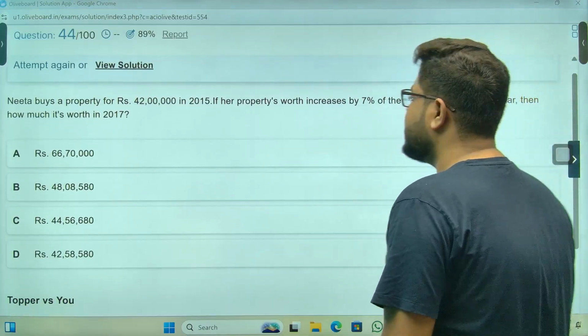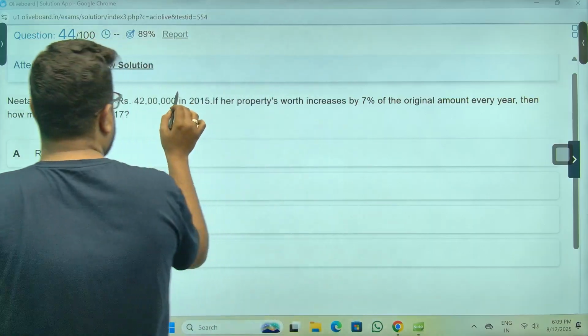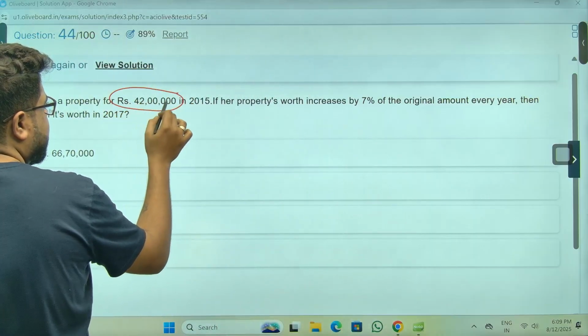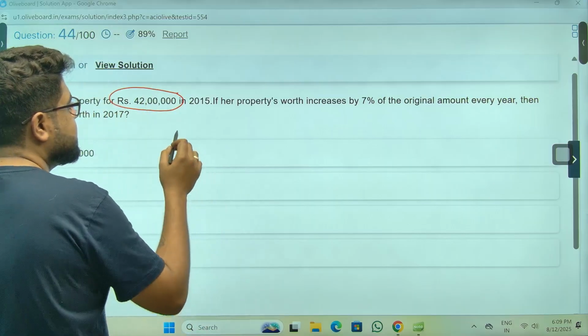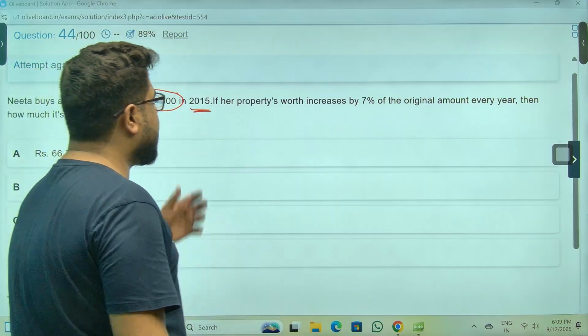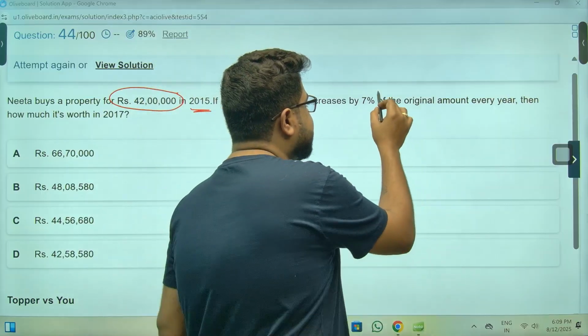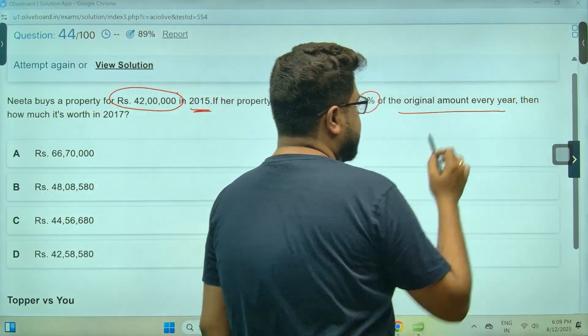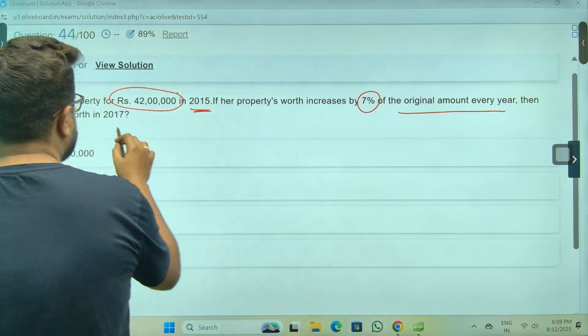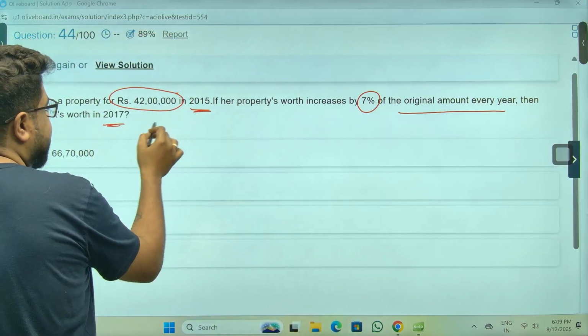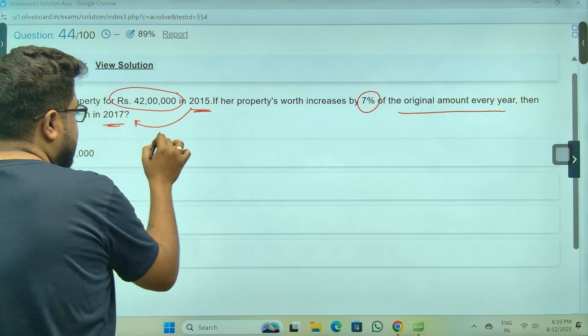Chalo aur ek bar. Now let's come. Buy a property for 42 lakhs. In 2015, if the property's worth increases by 7% every year, then how much is it worth in 2017? Meaning after 2 years, sir.